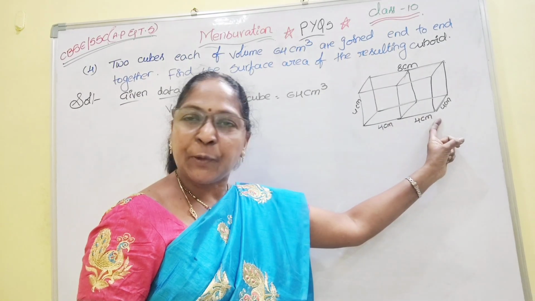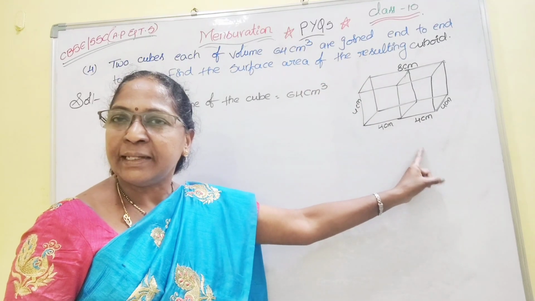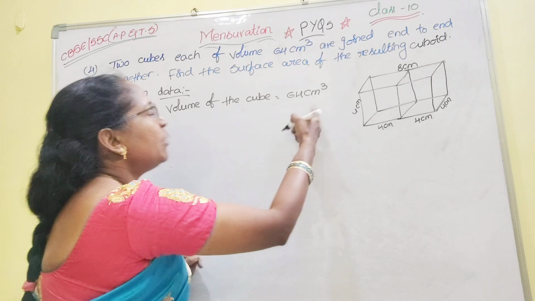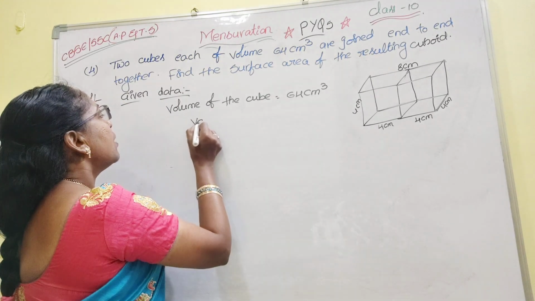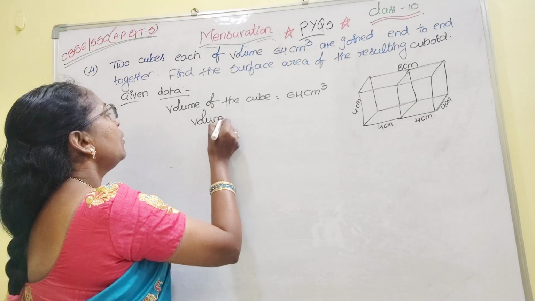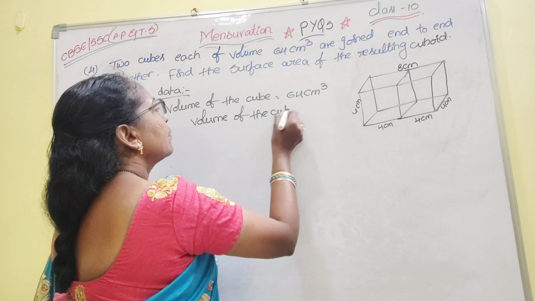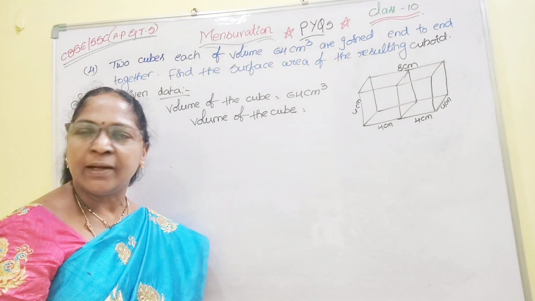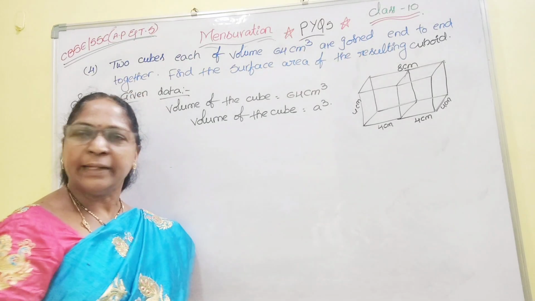Whenever it becomes the cuboid, what is the surface area of this resulting cuboid? That is the question. So here the given data is only the volume of the cube. So volume of the cube equals, what is the formula? First you have to write down volume of the cube equals a cube, because cube means all sides are equal. Later we can find out.